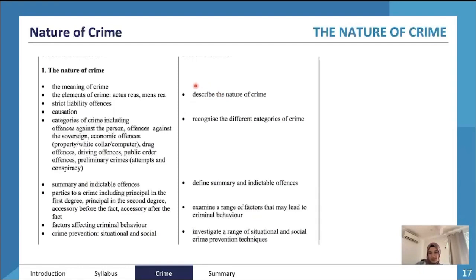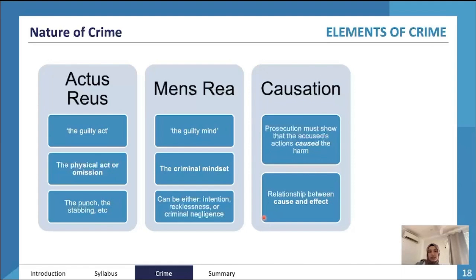So it would be kind of similar to explain. Recognize the different categories of crime, define summary and indictable offences. This would probably be in your notes regardless. Examine, investigate. These are more of the higher-order verbs, which will be more your essay style. Now moving on to elements of crime.